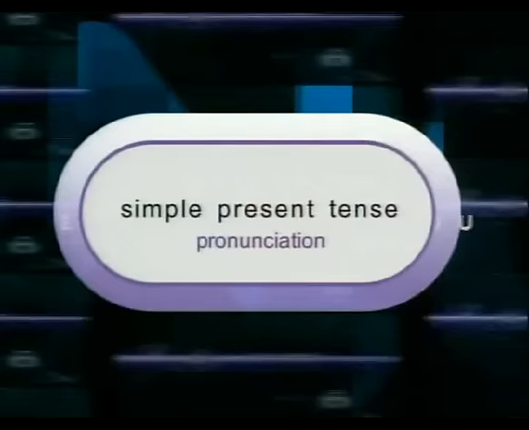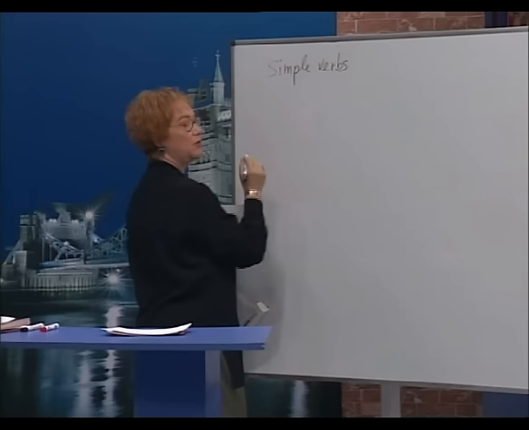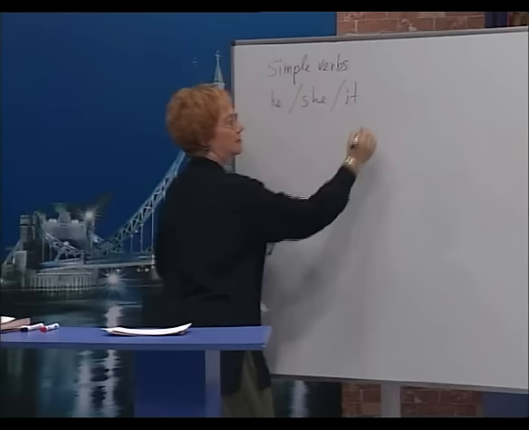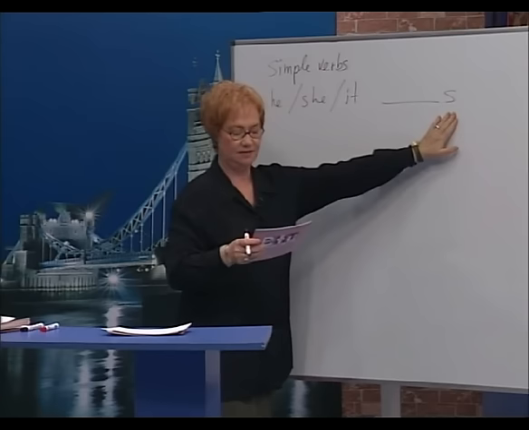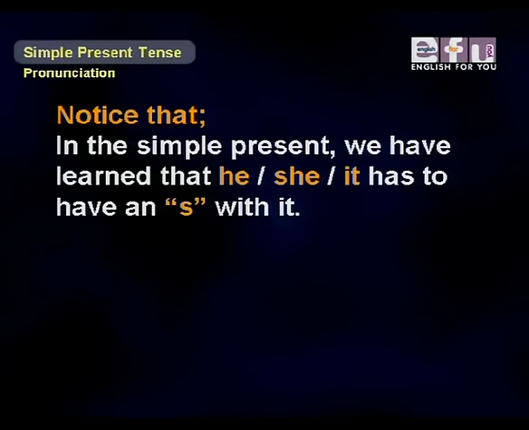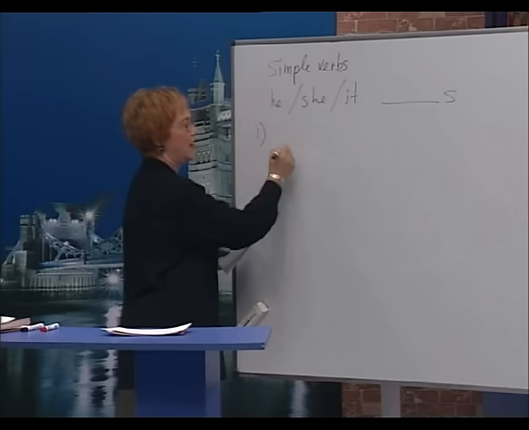Simple present tense, pronunciation. Now, we're going to work a little bit more with verbs. As you know, simple present verbs, you have to pay attention with he, she, it, plus s, verb plus s. However, sometimes it's a little special, and there are two groups. So, now, notice we have learned that he, she, it has to have an S with it. For example, she works, he sings. Now, the first group has to have ES. All right, for the sound.